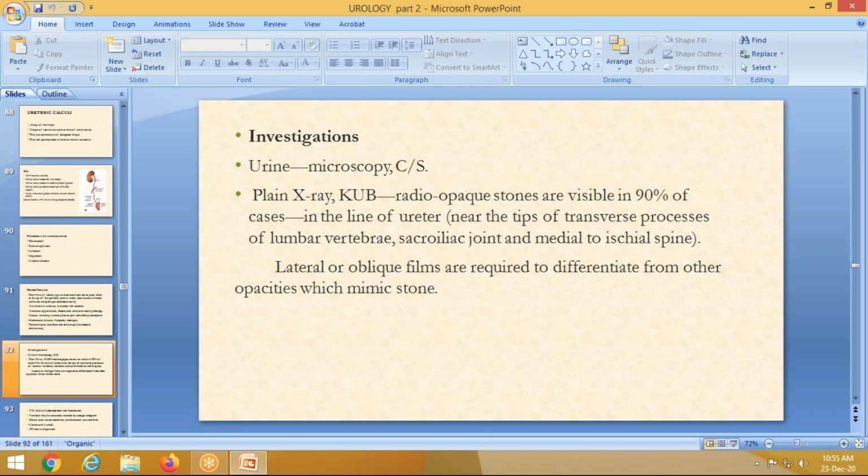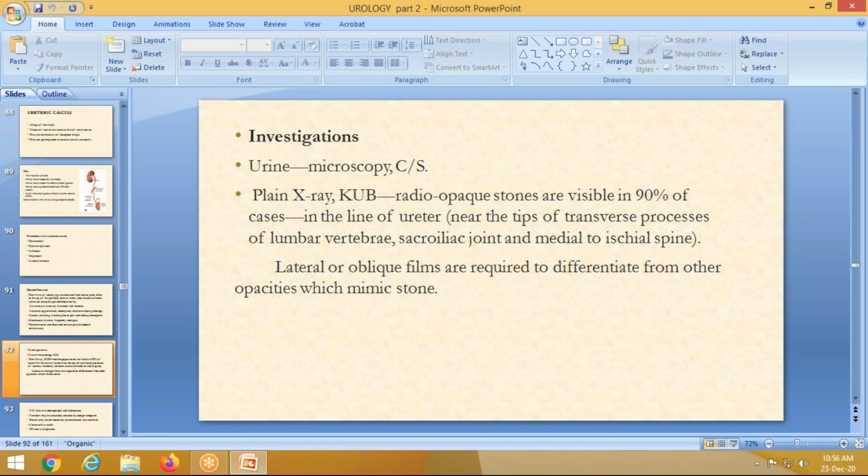Next, how will you diagnose this case? You have to do some investigations. What are the important investigations? We have to examine the urine for microscopic RBC examination. Sometimes the microscopic blood vessels may rupture, producing hematuria, or sometimes oxalates can be seen. Then certain infection can also be found in the urine. For that you have to do culture and sensitivity of the urine.